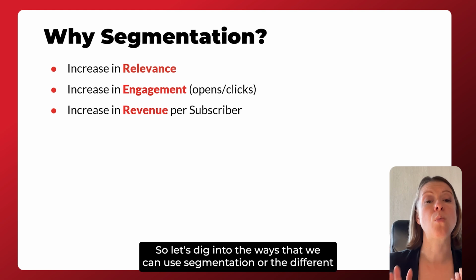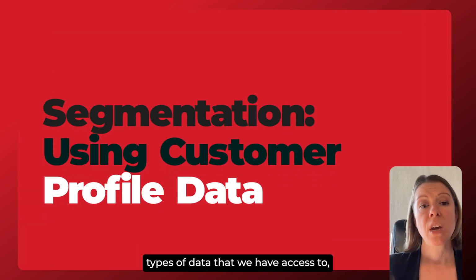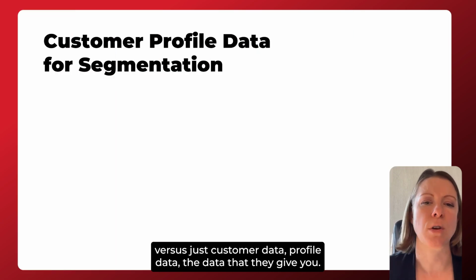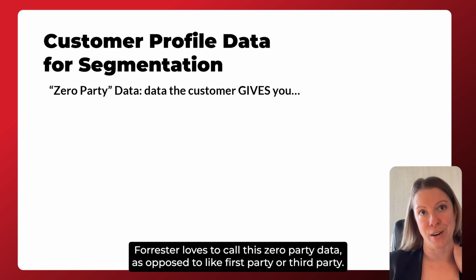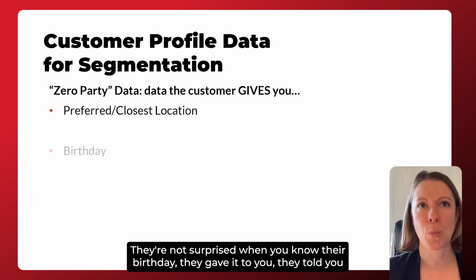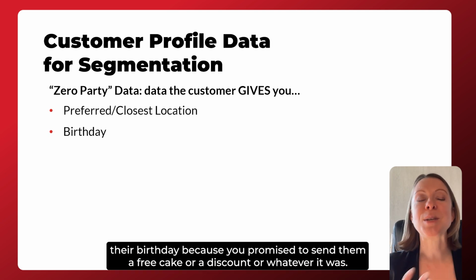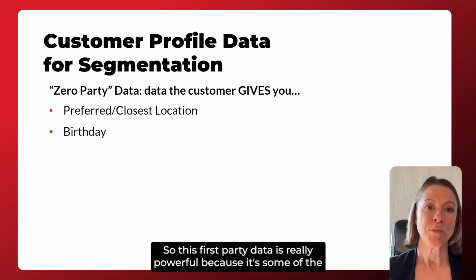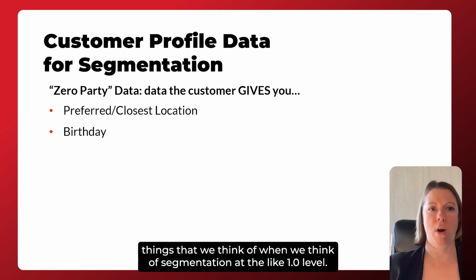So let's dig into the ways that we can use segmentation or the different types of data that we have access to. First is just customer data, profile data, the data that they give you. Forrester loves to call this zero-party data, as opposed to first party or third party. They're not surprised when you know their birthday. They gave it to you. They told you their birthday because you promised to send them a free cake or a discount or whatever it was. So this first party data is really powerful because it's some of the things that we think of when we think of segmentation at the 1.0 level.